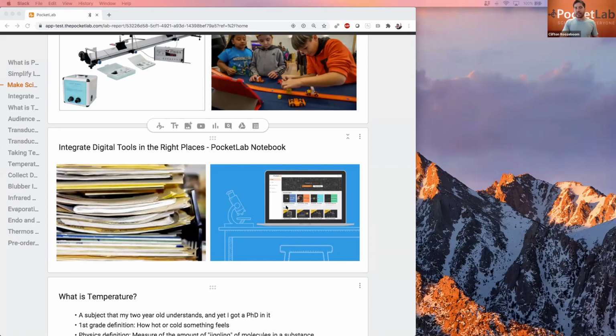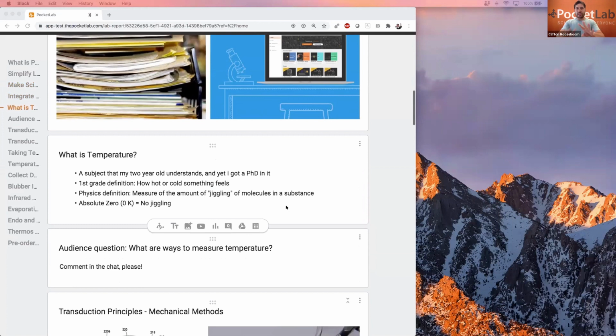Okay, so that's about PocketLab. So let's talk about temperature. This is a favorite topic of mine because my 2-year-old daughter understands it.